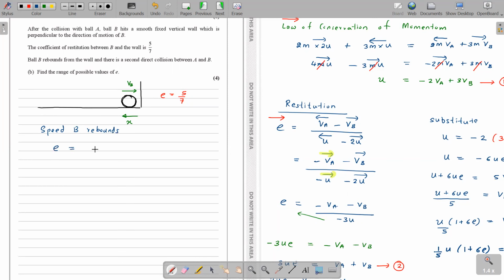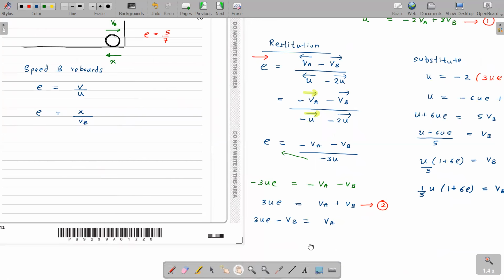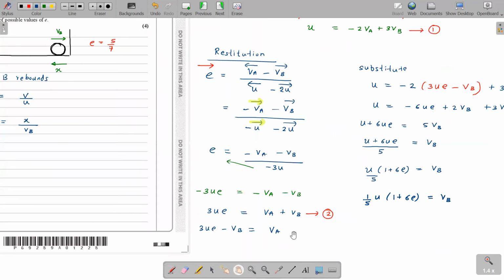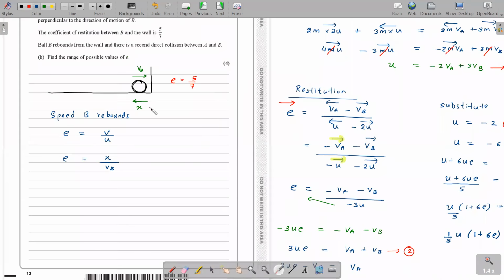So we directly use the equation E equal V over U. This equation can directly be used, right? It has already taken into account the directions, and you are hitting a wall, like hitting the ground, where one object is stationary. We use E equal V over U. So E equals V, where V is what I want to find. The final velocity is X. U is the velocity B. Velocity B we have already found, right? Okay. This rebounds back definitely. VB is this way. The X is rebounding back.